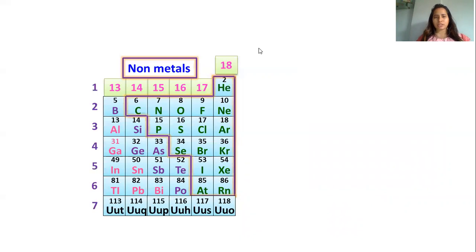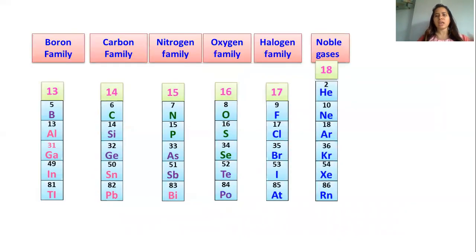So starting with this, group 13 to 18: we can call group 13 the boron family because the first element is boron. The first element is carbon in group 14, therefore we call it the carbon family. Group 15, nitrogen family. Group 16, oxygen family. Group 17, halogen family. And group 18, noble gases. We have some other names also for all these groups, but we'll do that one by one.